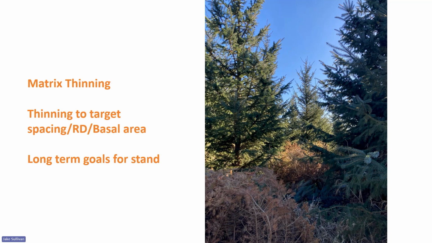Matrix thinning, this is where you're actually cutting some and leaving some. You might have a target trees per acre or relative density or basal area, depending on what your long-term goals are. Are you planning to come back and harvest commercially, or is this a one and done? Those stand density tables will help you plan for a future harvest.